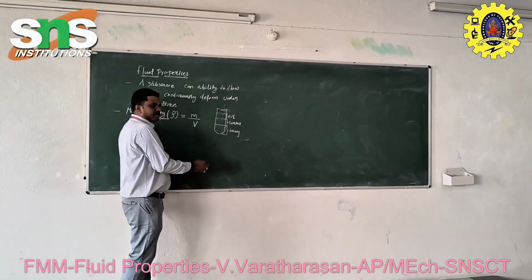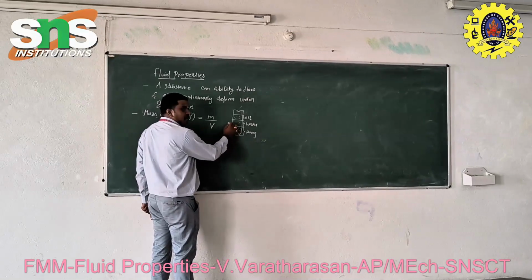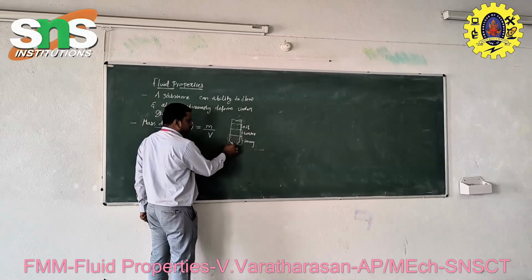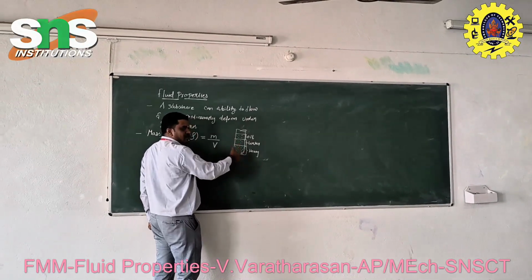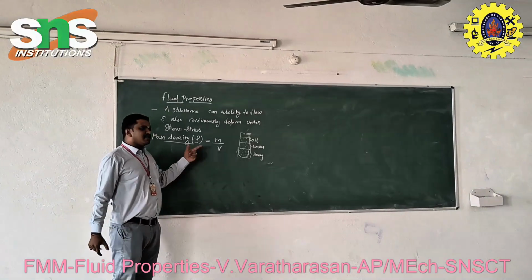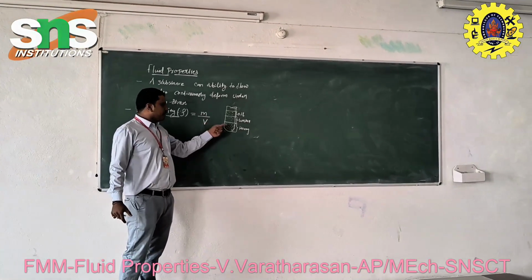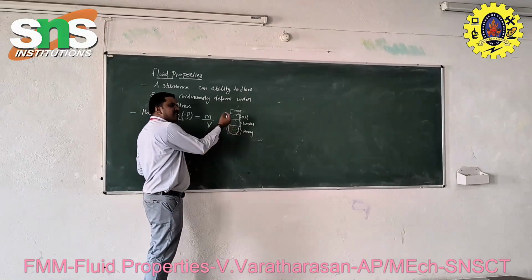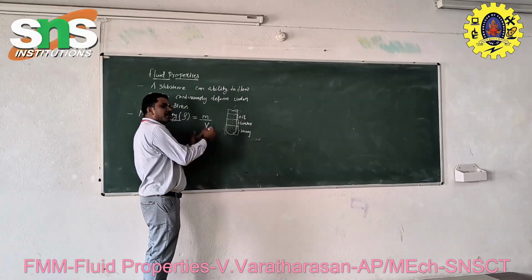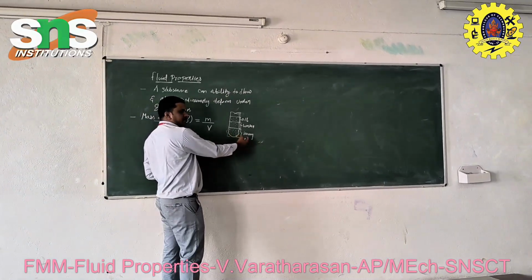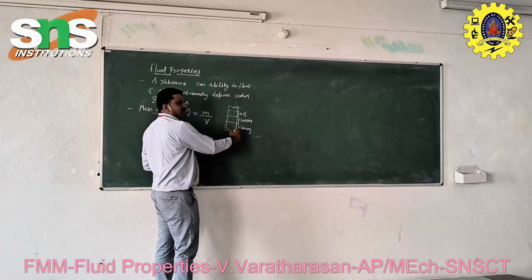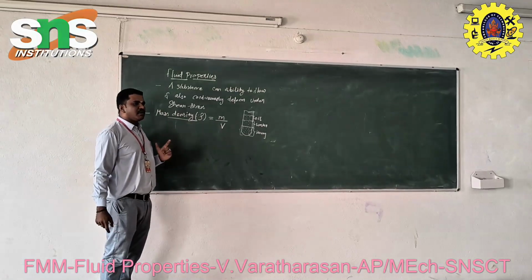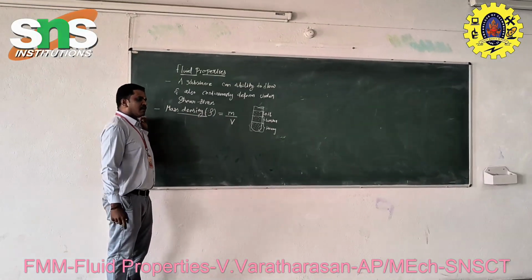So how much mass can be held in this certain volume of the container? That is why it is known as mass density. It is nothing but the mass per unit volume. How much volume does the fluid mass take? If you take honey, the overall mass occupied in the particular container is called the mass per unit volume. That's why it is the mass density.